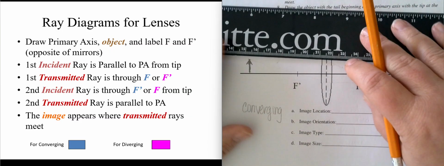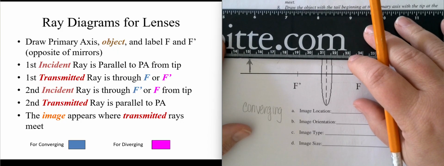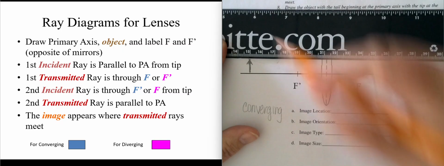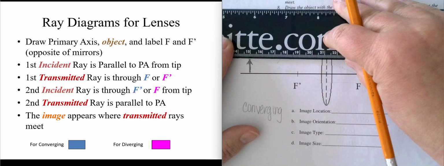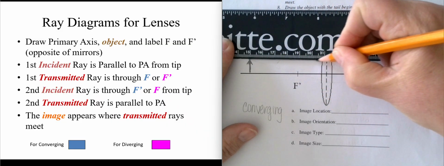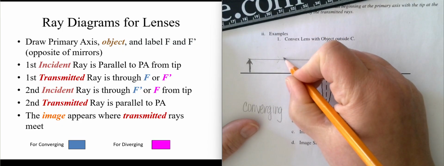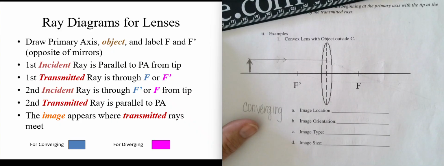So our first incident ray, as always, is going to come in parallel to the primary axis, connecting the tip of our object and terminating at the center of the lens. You can just have that go straight in.